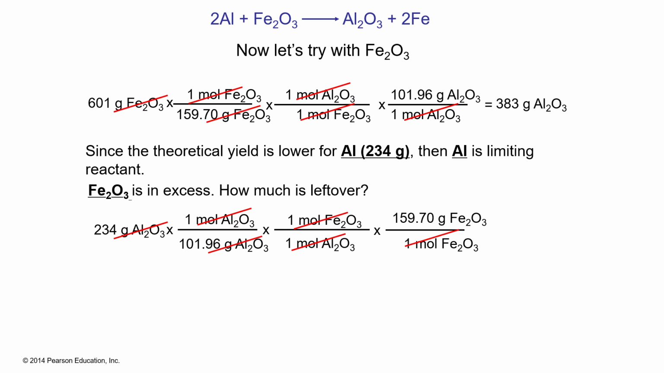And punching the numbers in the calculator, adjusting for significant figures, I get that 367 grams of iron 3 oxide were used in the reaction with the aluminum that resulted in 234 grams of product being formed. Now remember, we started with 601 grams of iron 3 oxide. The question is how much is left over. So we started with 601, we used 367, and that leaves us with 234 grams of unreacted iron 3 oxide.